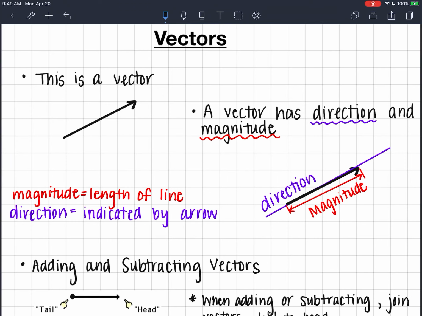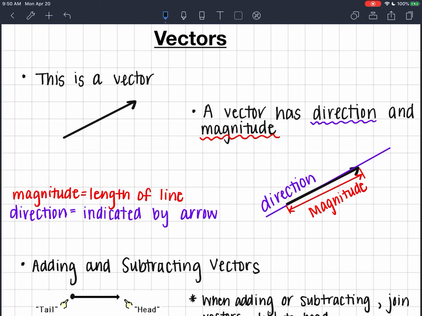So first of all, this is a vector, what I've got right here on the left. It looks just like an arrow, but it's got some qualities about it that make it special enough to call it a vector. The first quality is that it has direction. The second quality is that it has magnitude. If I were to label where the direction is and where the magnitude is, the direction is this purple line, and it's really showing what direction the vector is pointed in. The magnitude is really about the length of the vector.